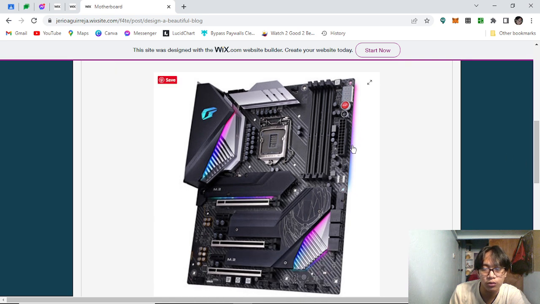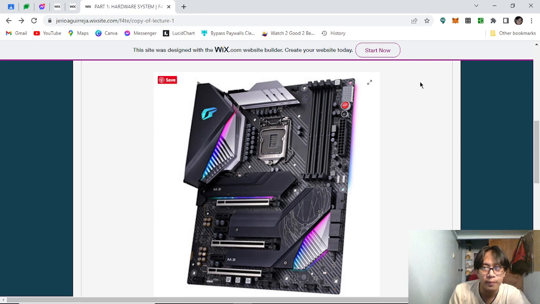So as you can see, alam naman natin na si motherboard ang pinakamahalaga sa system units kasi nandun lahat nakakonekta, lahat ng wirings ng hard drives and SSD na nilalagay natin.